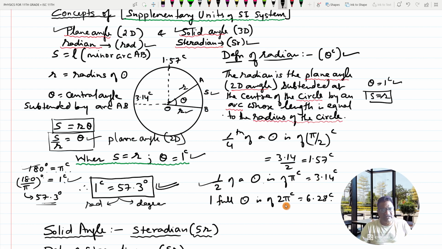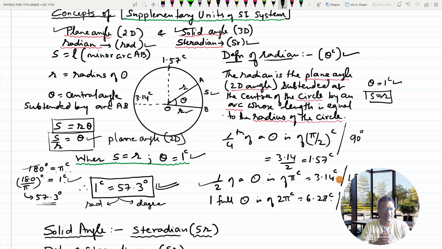Full circle will be 2 pi radian. 1/4 of a circle will be pi by 2 radian. In degrees, this pi by 2 radian can be written as 90 degree. This pi radian can be written as 180 degree. This 2 pi radian is written as 360 degree. These are the things that you should understand very well in physics before you take a huge dip into the field of physics. These are the elementary things that you should know about physics.